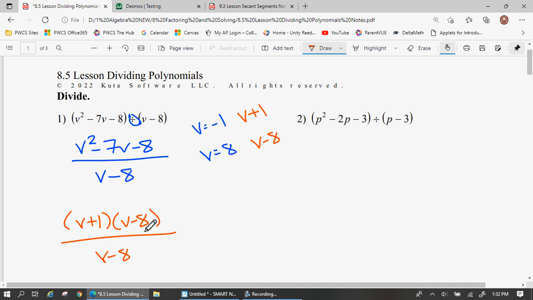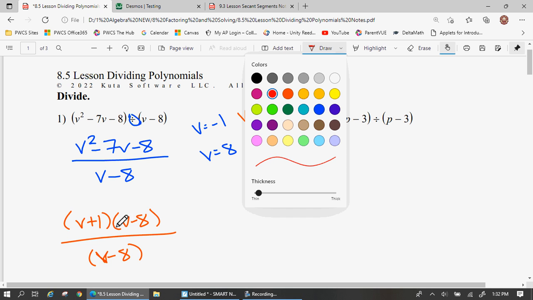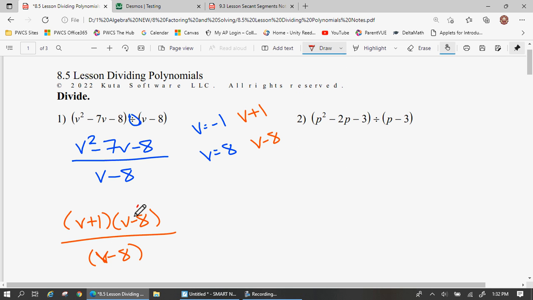In the past, we're able to divide by things that we have in common. So I now have a v minus 8 on top and a v minus 8 on the bottom. I'm going to put it in parentheses to make this look consistent. These things up here are being multiplied, and so I can cancel out those two things that are the same, and what I'm left with is v plus 1. So when I divide this quadratic expression by this binomial, I get v plus 1. That's all that's left over.